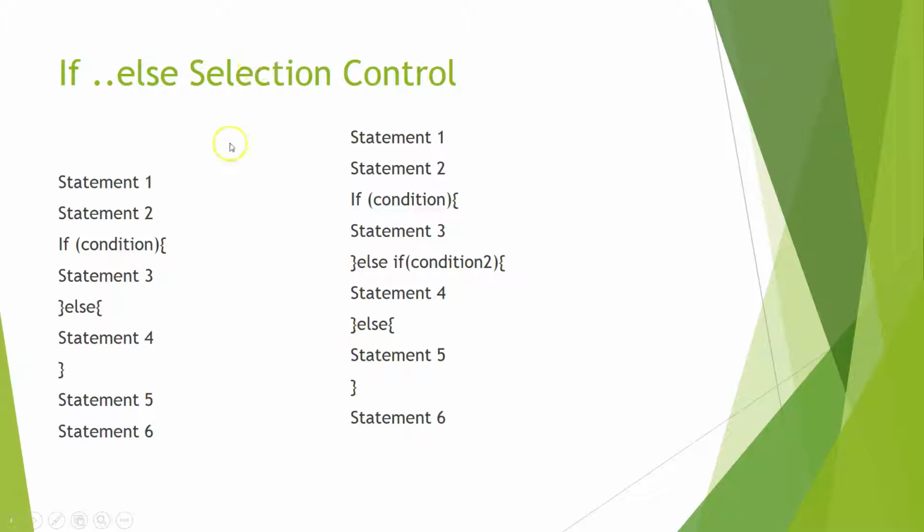We have also if-else selection control. It has many types and cases of using it. Look at our case on the left. Now we have statement 1, statement 2, and we guarantee that those statements will be executed. The program then stops at this line, if, and there is a condition. If this condition is true, it will execute statement 3, and then the program will find else.